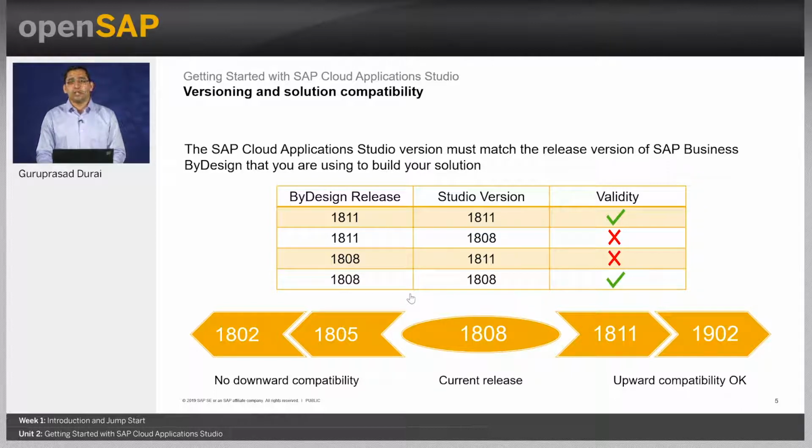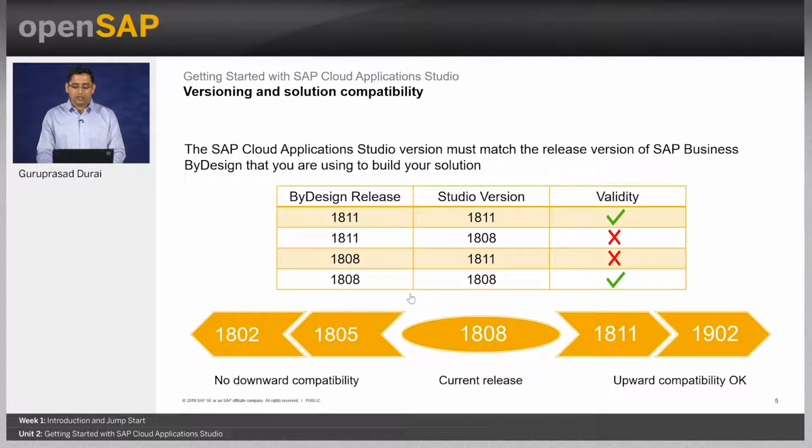So, if one has to develop a solution in Cloud Studio for SAP Business ByDesign, the release of the Cloud Studio and the Business ByDesign release should match. For instance, in the table here, if the release of ByDesign is 1808, the Cloud Studio should also be in 1808 release. If there is a release mismatch, that is, SAP Business ByDesign is on 1811 and you try to access the Cloud Studio with the 1808 version, then the system would throw an error and you need to download the latest version of the SAP Cloud Studio.